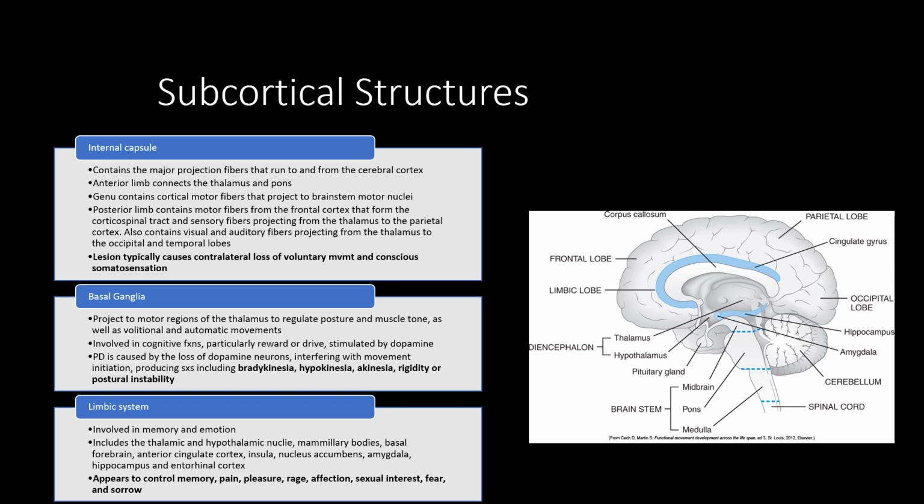Our limbic system is involved in memory and emotion and includes the thalamic and hypothalamic nuclei, the mammillary bodies, the basal forebrain, the anterior cingulate cortex, the insula, the nucleus accumbens, the amygdala, the hippocampus, and the entorhinal cortex. It appears to control memory, pain, pleasure, rage, affection, sexual interest, fear, and sorrow. So I would familiarize yourself with the functions of all of these areas of the brain, starting with the lobes and working into the subcortical structures down to the spinal cord and along as we go.